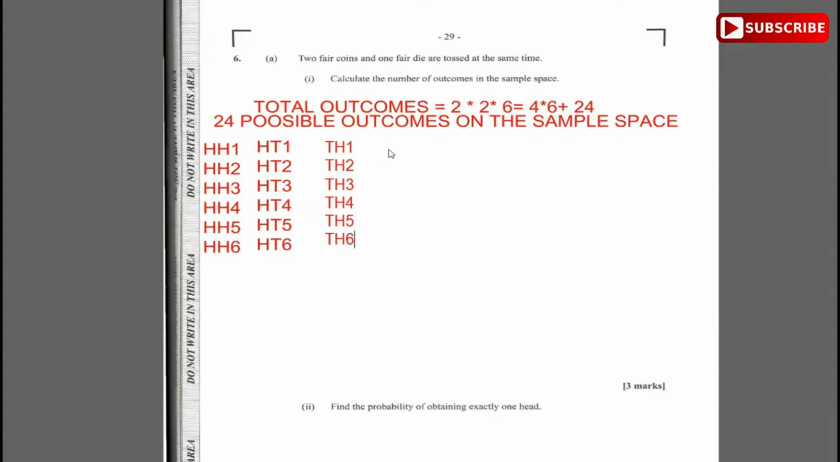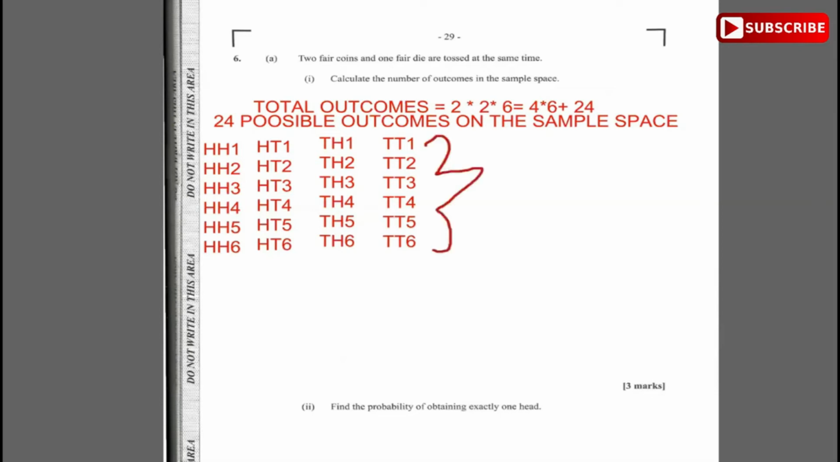Or maybe you're just not good and you get 2 tails and a 1. Or 2 tails and a 2. Or a 3. Or a 4. Or a 5. Or a 6. All right, so these are all the possible outcomes. So those are the 24 possible outcomes, if you wanted to show them like that.